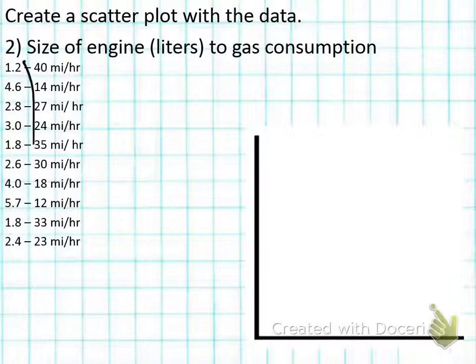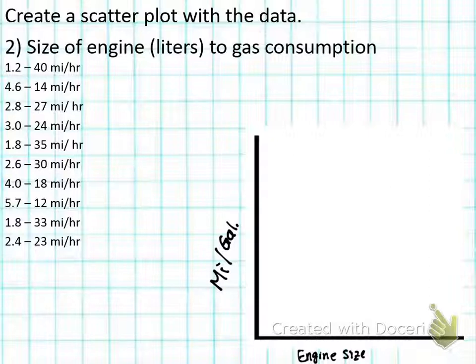And then I get all this data. I get all of their engine sizes and all of their miles per gallon. Y'all follow me right now? Okay, so on the bottom of my graph, I would write engine size. And on the side of my graph, I would write down the miles per gallon, okay? And I notice on my engine size, it goes from 1 liter all the way up to about 6 liters.